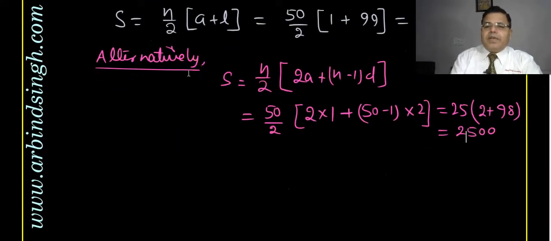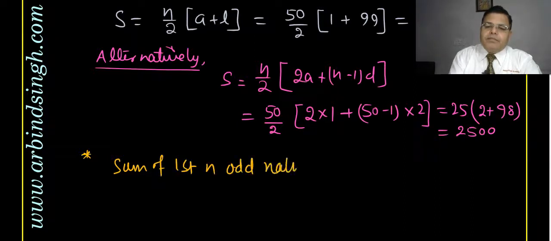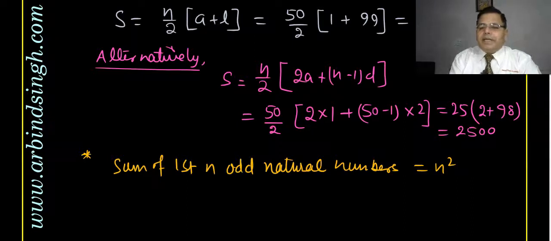Also, for the sake of convenience and further use, you can memorize it. Sum of first n odd natural numbers, remember this is a trick, is n square. Remember this fact. So there are 50 odd natural numbers, n is 50 here, 50 square, and therefore the answer is 2500. You can write the answer directly.